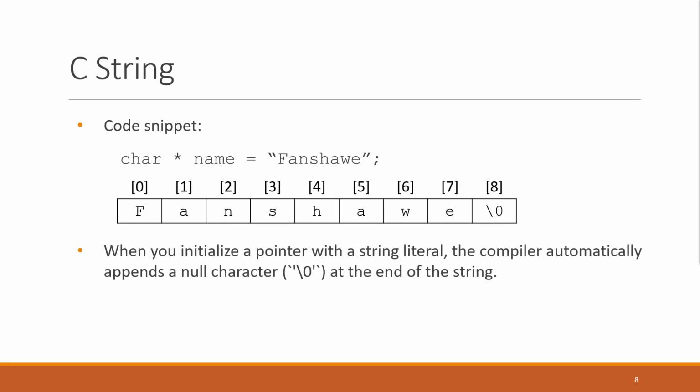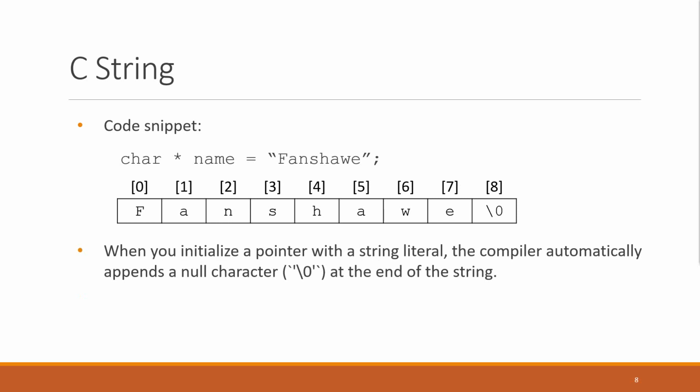Here, name is declared as a pointer to a character, char. It is initialized with the address of the string literal "Fanshawe". In C, when you initialize a pointer with a string literal like this, the compiler automatically appends a null character \0 at the end of the string.